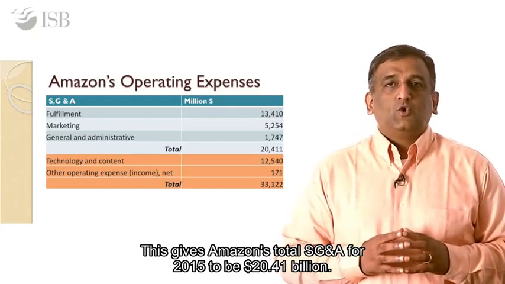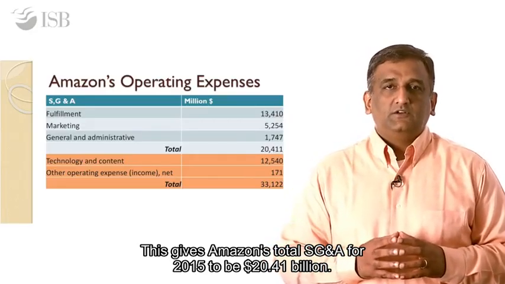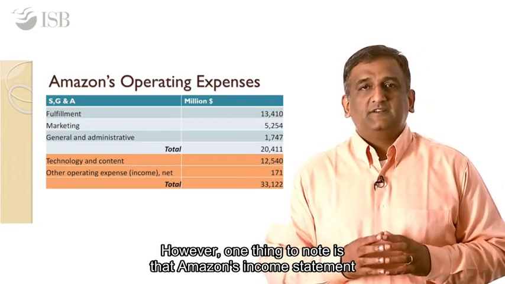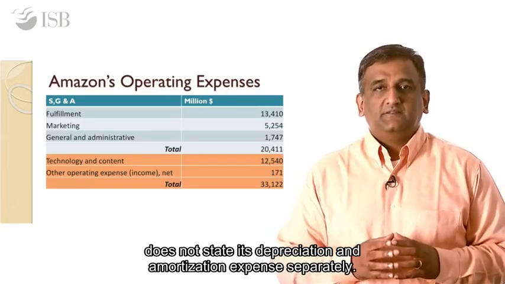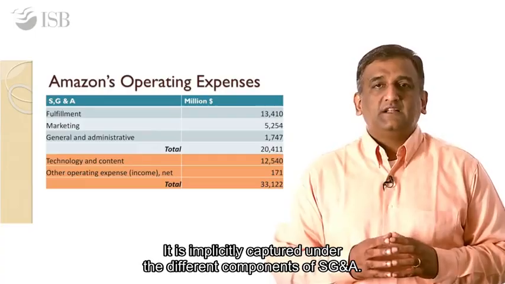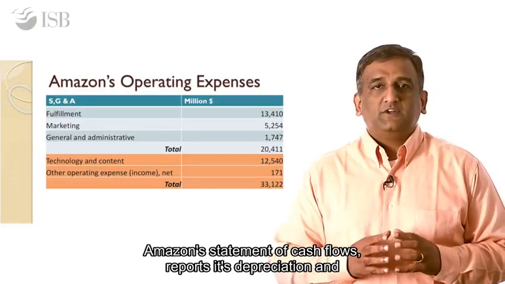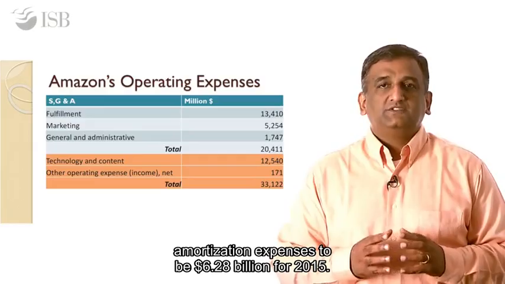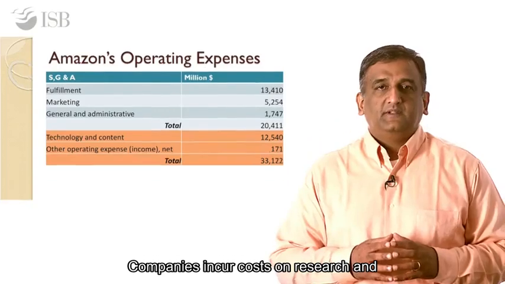This gives Amazon's total SG&A for 2015 to be $20.41 billion. However, one thing to note is that Amazon's income statement does not state its depreciation and amortization expense separately. It is implicitly captured under the different components of SG&A. Amazon's statement of cash flows reports its depreciation and amortization expenses to be $6.28 billion for 2015.